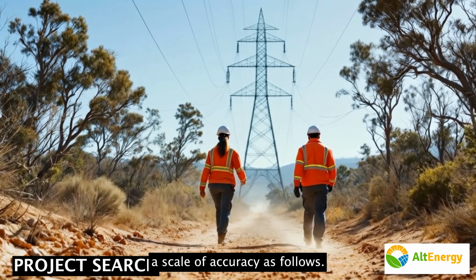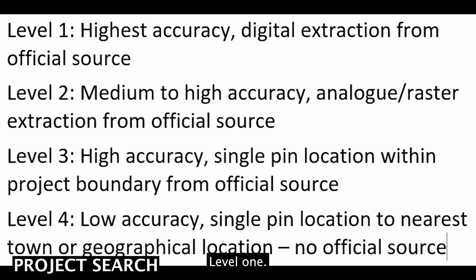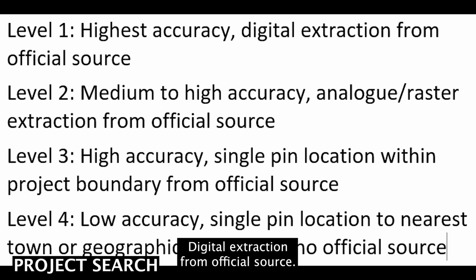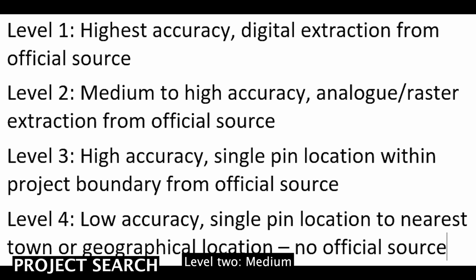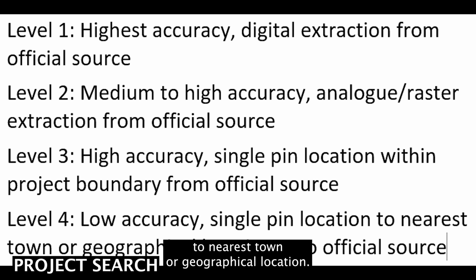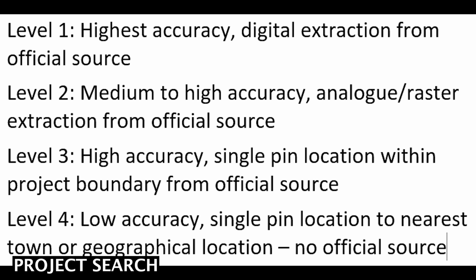Overall, there is a scale of accuracy as follows. Level 1. Highest accuracy, digital extraction from official source. Level 2. Medium to high accuracy, analog/raster extraction from official source. Level 3, high accuracy, single pin location within project boundary from official source. Level 4, low accuracy, single pin location to nearest town or geographical location, no official source. This level of accuracy will change and be upgraded as the project moves along the development process.